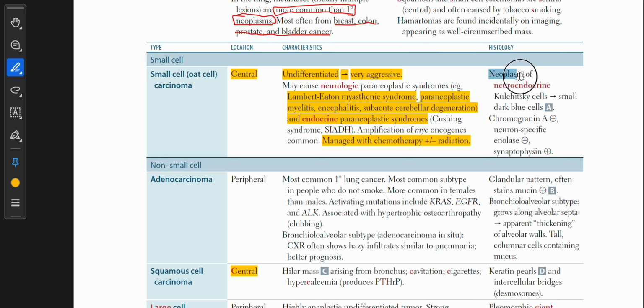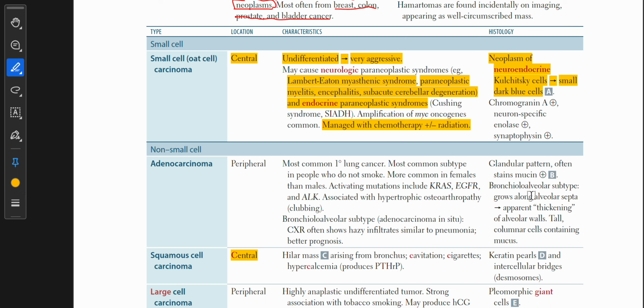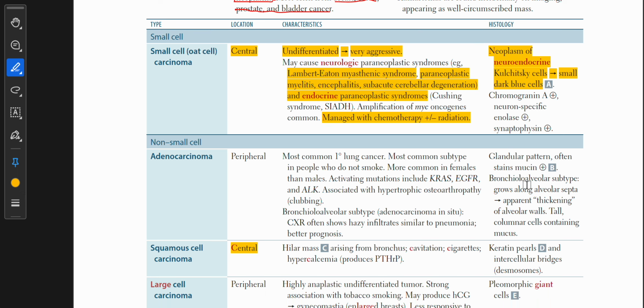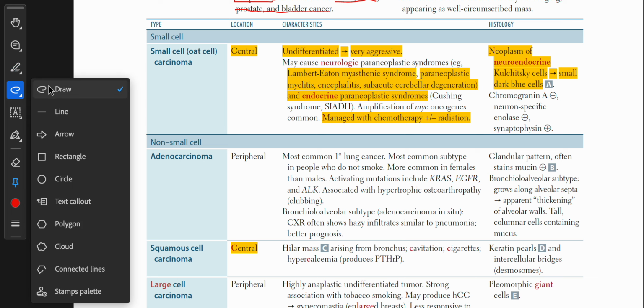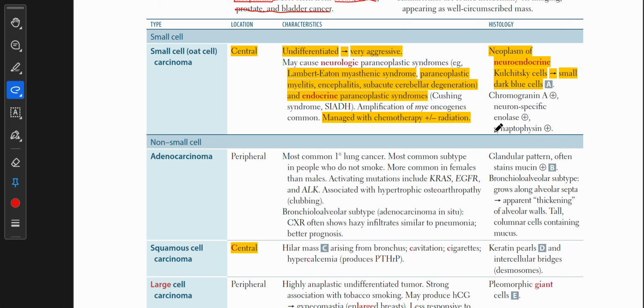Histology shows a neoplasm of neuroendocrine Kulchitsky cells, or small dark blue cells. So the Kulchitsky cell is a feature of small cell or oat cell carcinoma. We should not ever forget this. It is chromogranin A positive, which is a neuroendocrine marker, and neuron specific enolase is positive, and also synaptophysin is positive. So chromogranin A and synaptophysin are positive in all neuroendocrine tumors. You have to remember that.